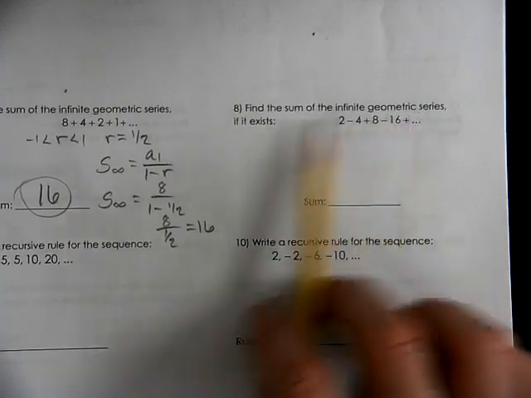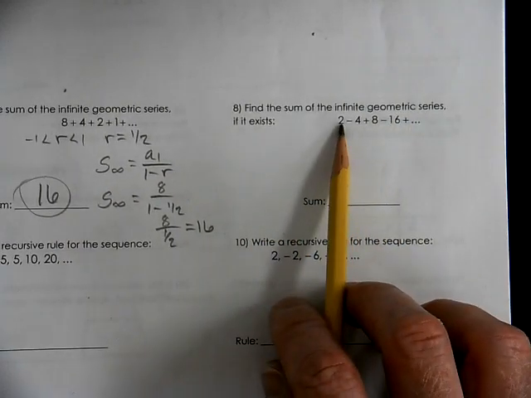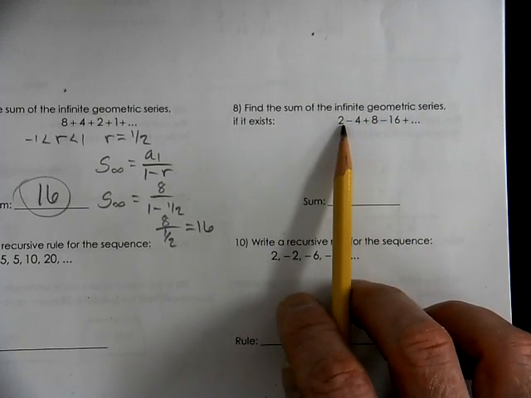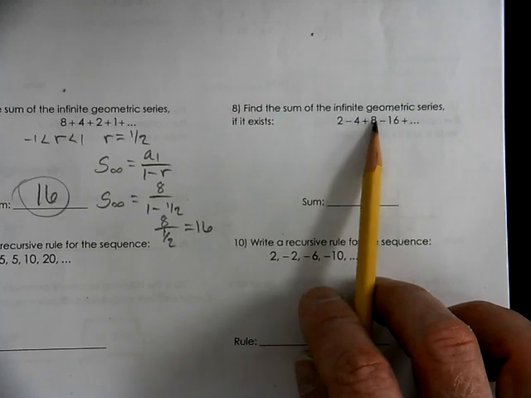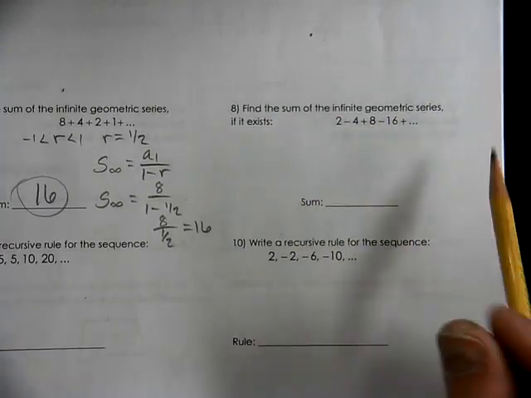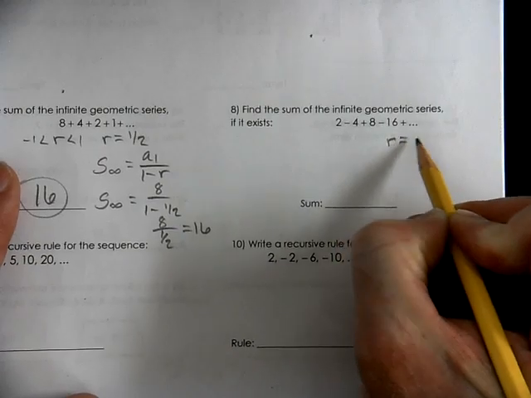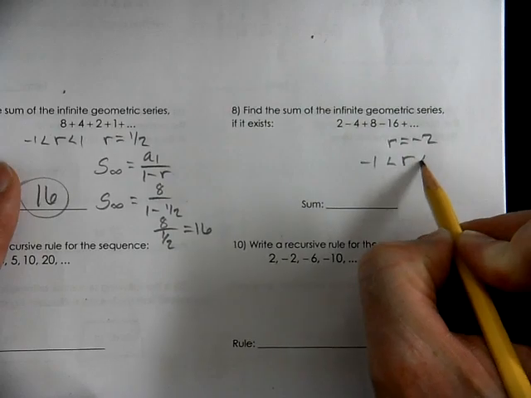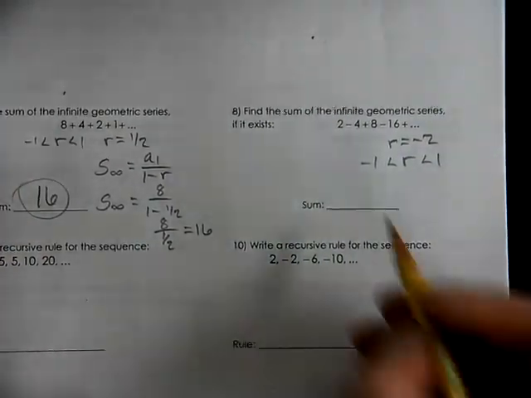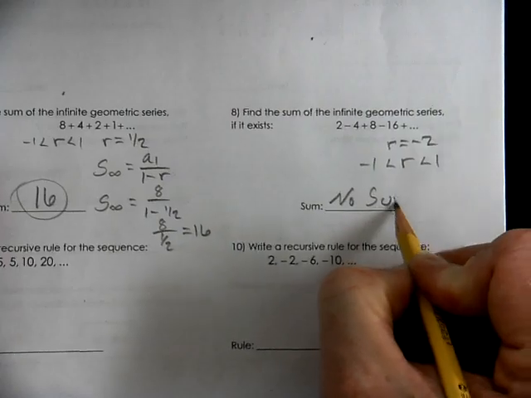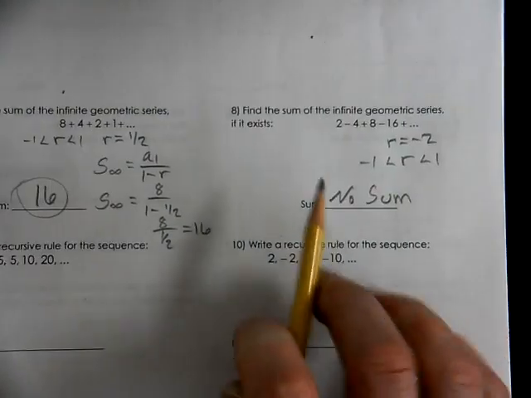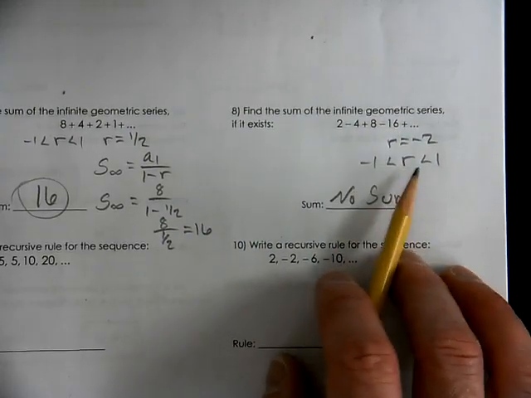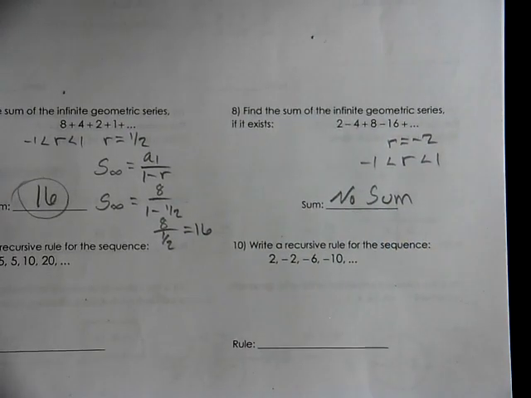Find the sum of the infinite geometric series. So infinite geometric, it looks like we're multiplying by negative 2, then we're multiplying by negative 2, multiplying by negative 2. So the r value is negative 2. The r value is not in between that range. There is no sum. For an infinite, for it going on forever, it has to have a ratio that falls in between here. Any concerns about that?